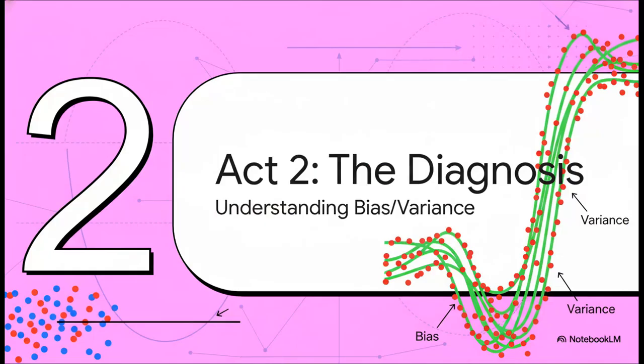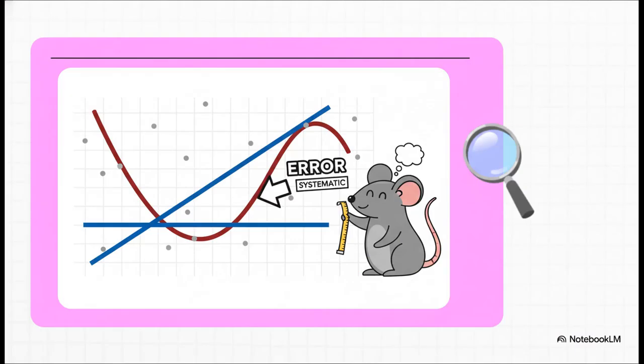All right, so how do we actually diagnose these fitting problems? Well, that's what Act 2 is all about. We're going to introduce the two key terms you absolutely need to know, bias and variance. First up, let's talk about bias. Think of bias as the error you get from a model being too simplistic, too stubborn in its assumptions. Imagine you've got data that clearly follows a curve, but you're trying to model it with a straight line. No matter what you do, that straight line is always going to be wrong. It's systematically missing the point. That error, that stubbornness, that's bias.